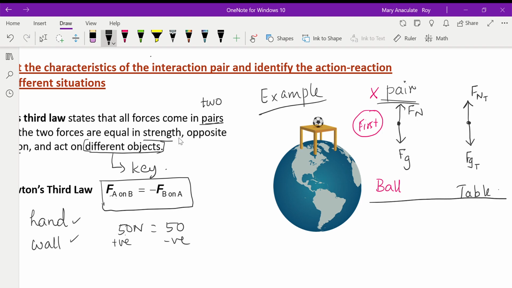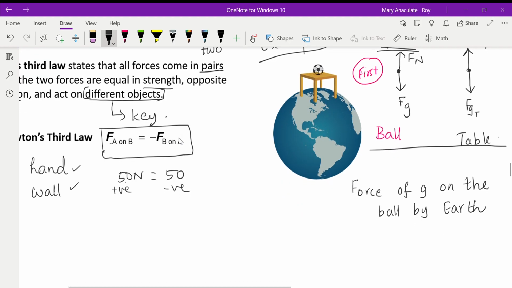So here there are two objects, so we can identify the Newton's third law pair. I'll first write the statement and then I will tell you how to make it easily without even going through all these steps and processes. Now, the force of gravity on the ball by earth. Right, this is one force acting on the ball.